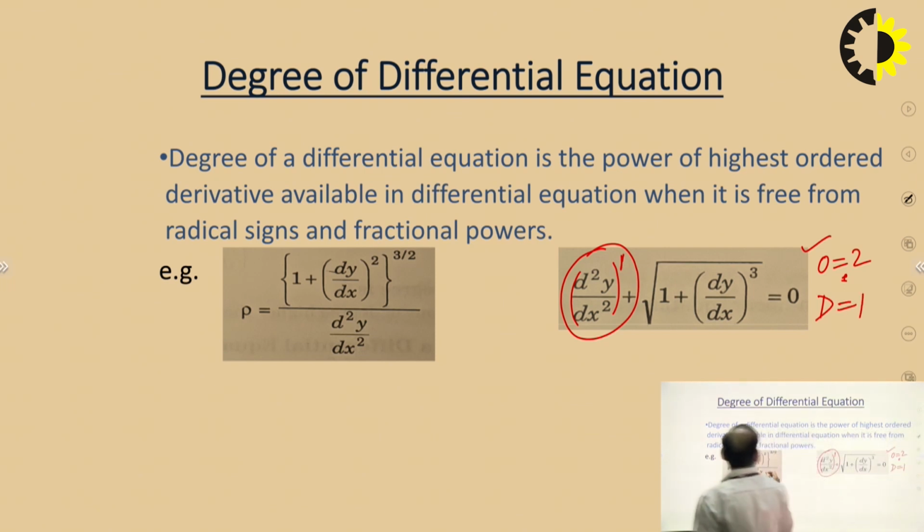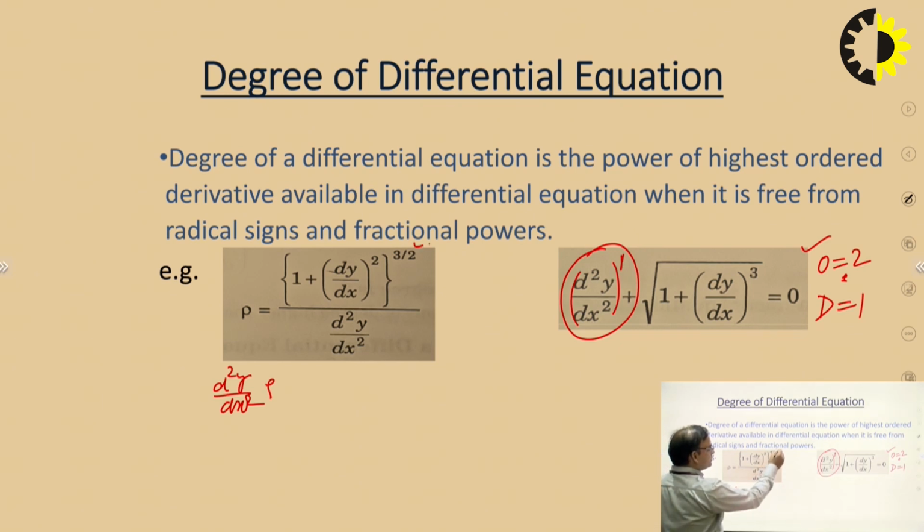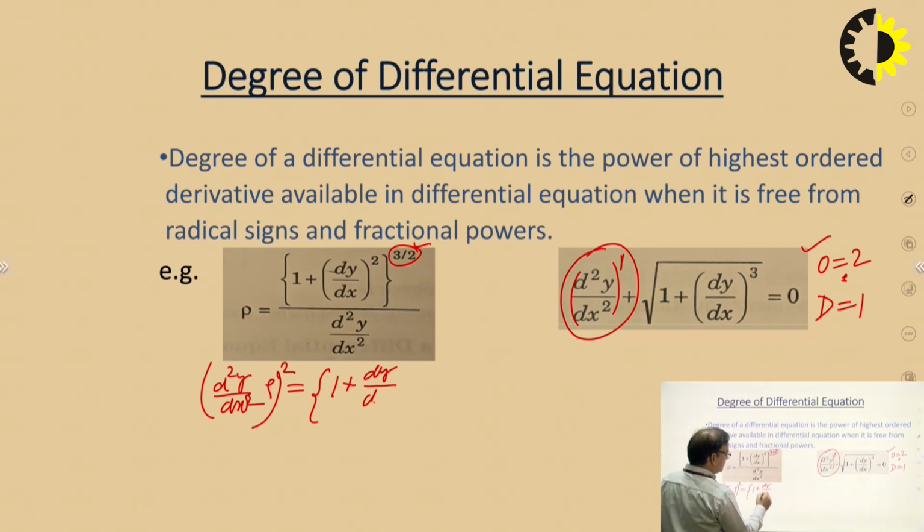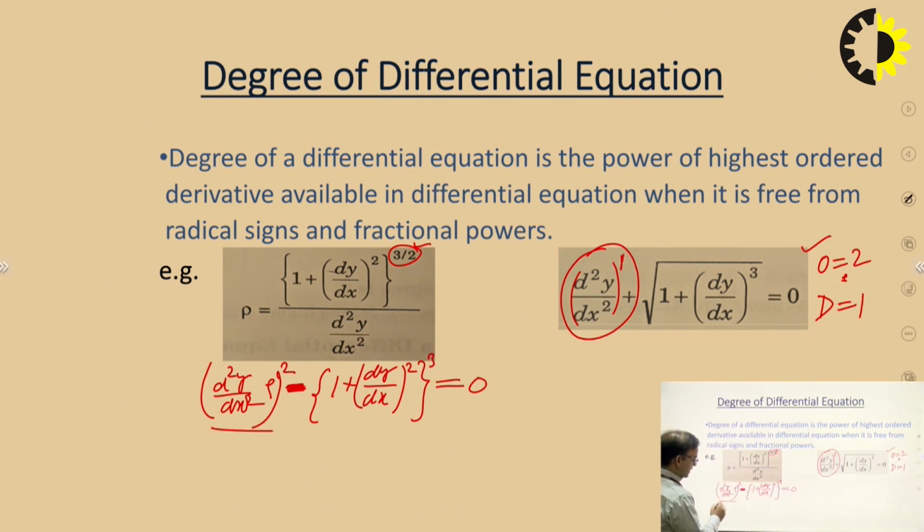In a similar way, if we consider this equation, first of all we have to simplify it like this: d2y over dx square and rho, and then take the square because here it is a fractional power. So take the square on both sides, is equal to 1 plus dy over dx whole square, and then power 3. So now we can decide the degree, because if we take this part to the left hand side, then it will become 0. So now the order and degree can be easily decided.